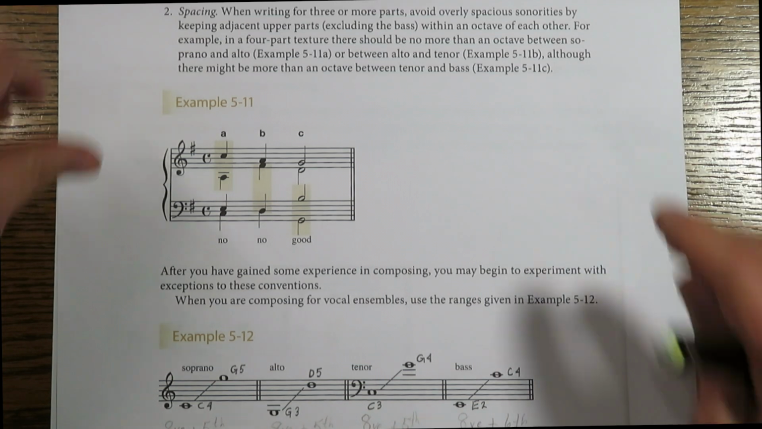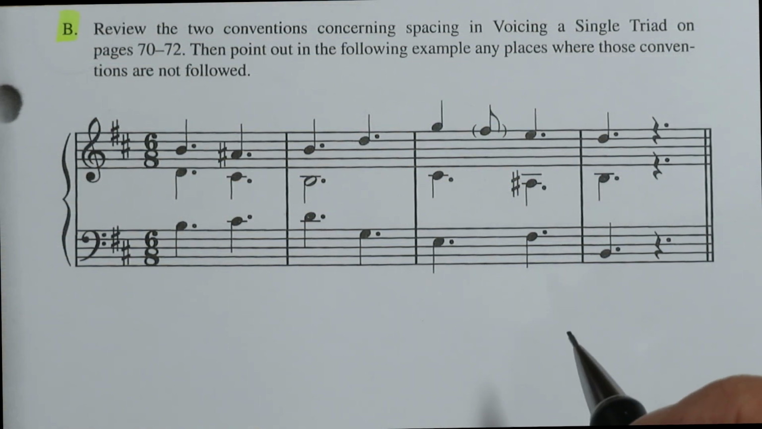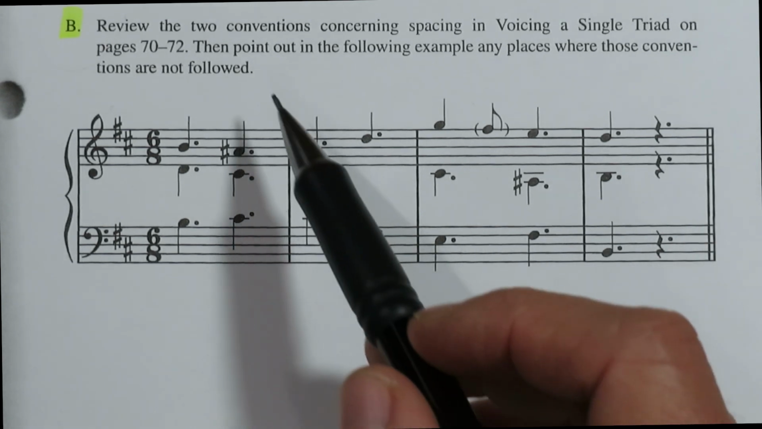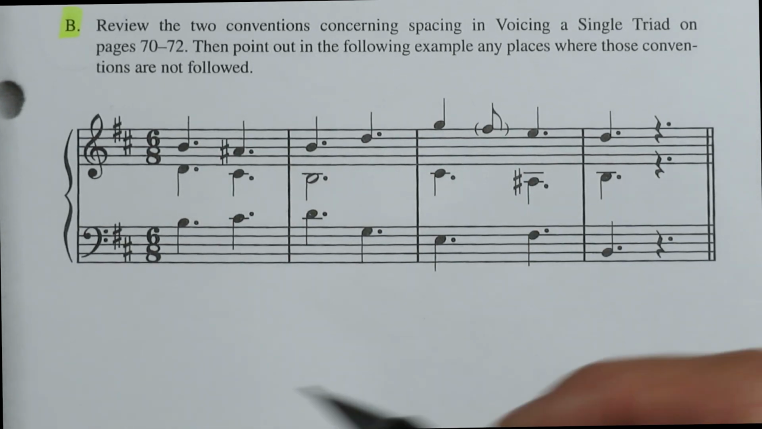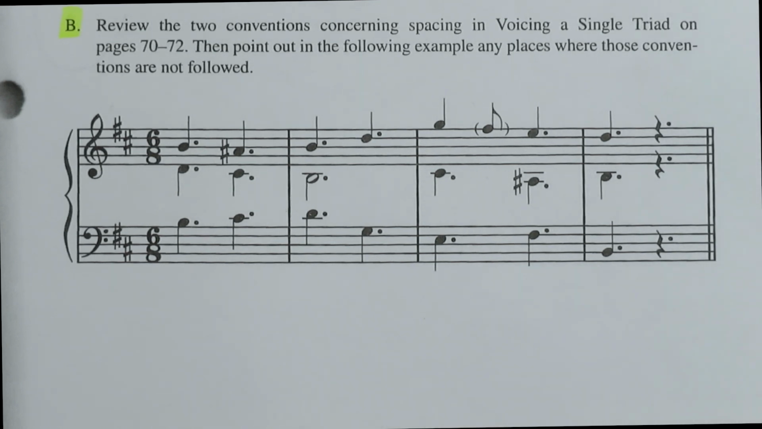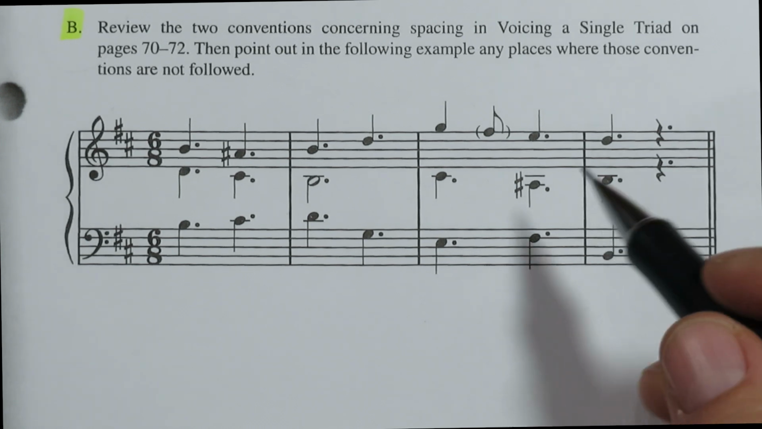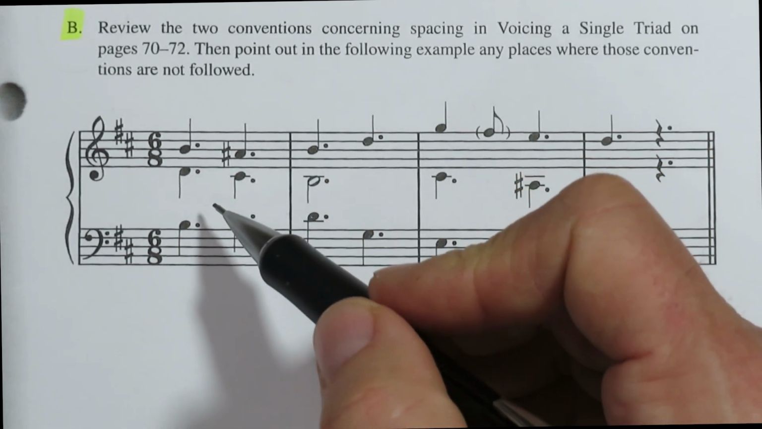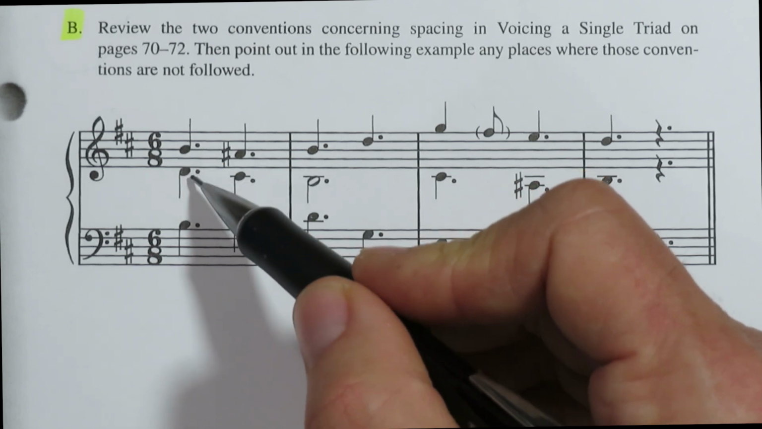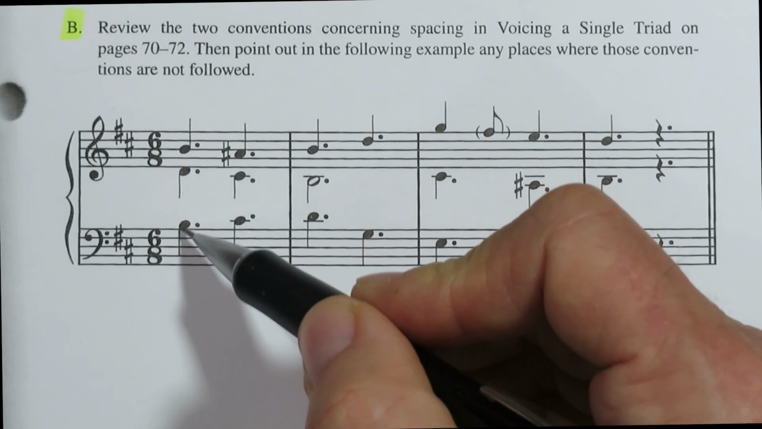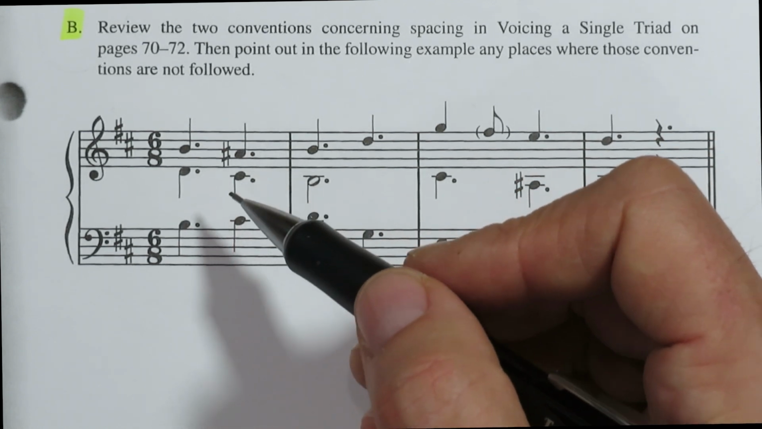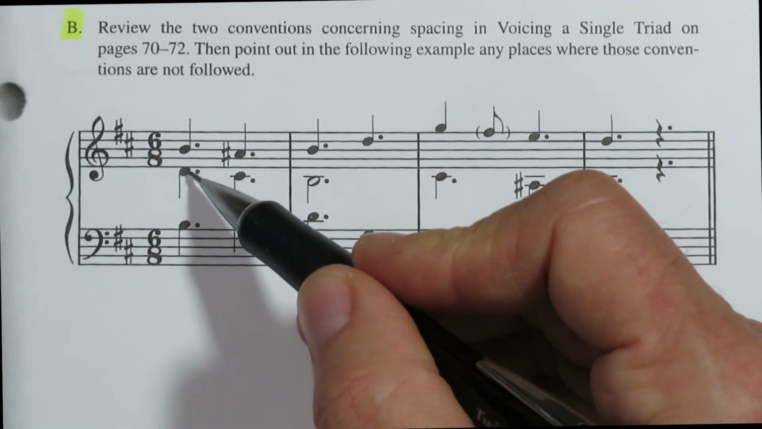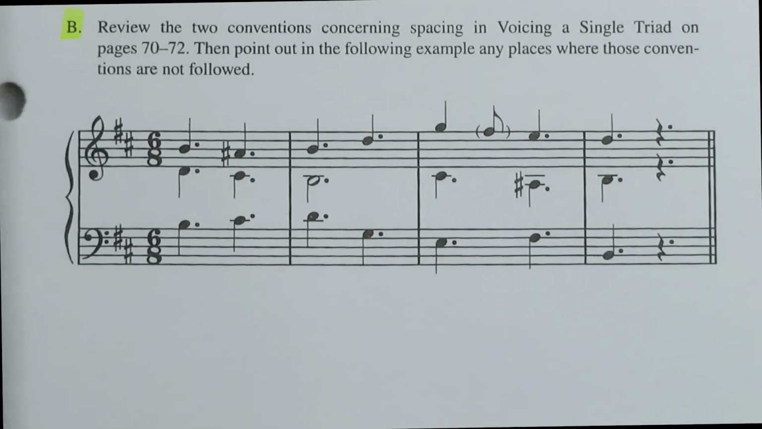So with this information, we can start on the homework. Okay. So here we are, and we need to point out any places where those conventions that we just discussed are not followed. So we're looking out for spacing errors and crossed voices. So here everything looks okay. D to B, that's within an octave. And then B to D here is also within an octave. This is a minor third, and that would be a major sixth. So we're good.